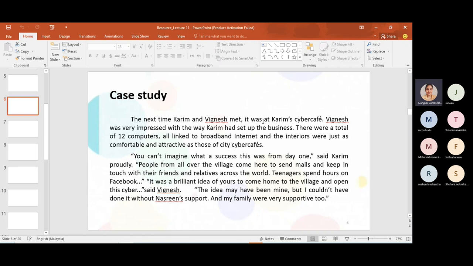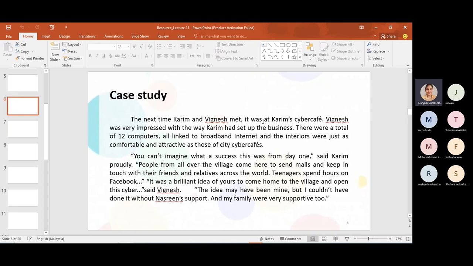Okay, so there are two friends called Karim and Vignesh. These two friends meet at Karim's cyber cafe. Out of these two friends, Karim has his own cyber cafe. He runs a cyber cafe. So Karim and Vignesh both meet at Karim's cyber cafe.